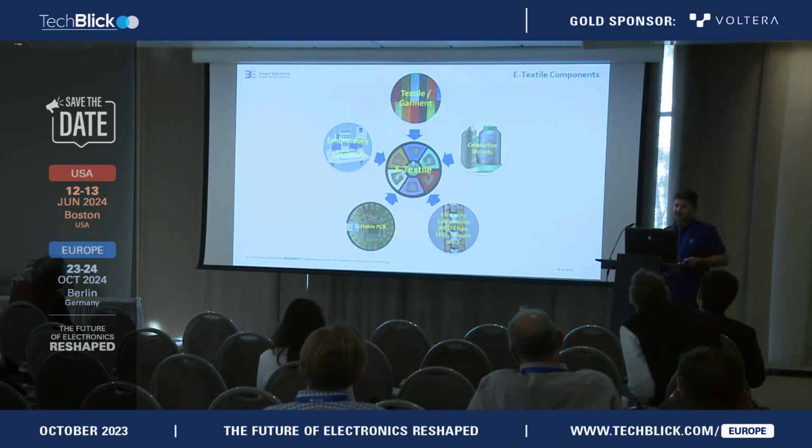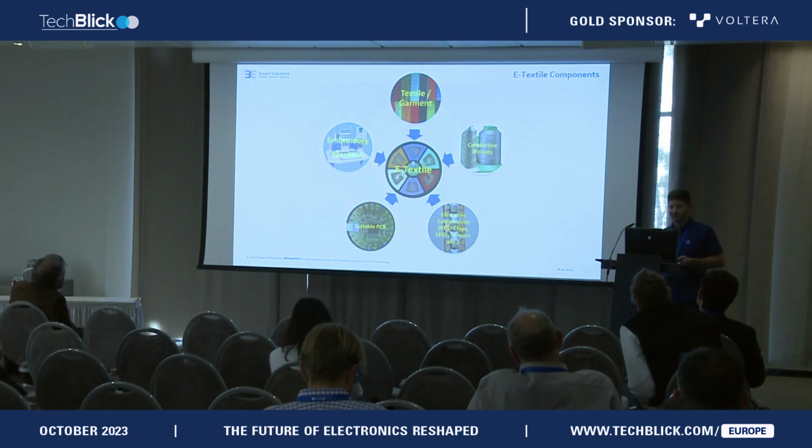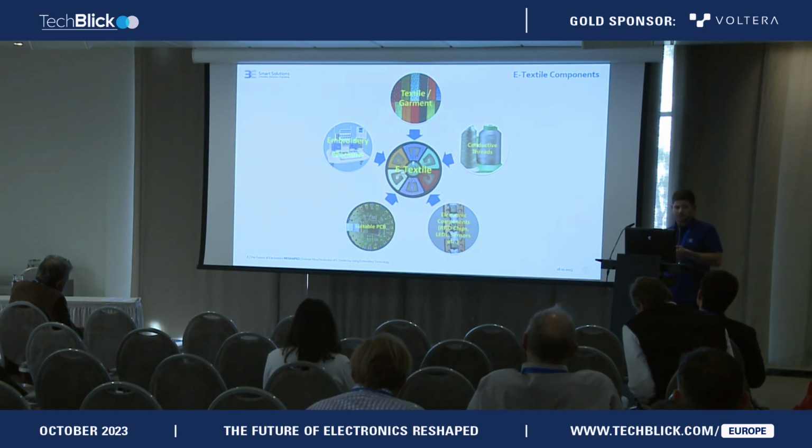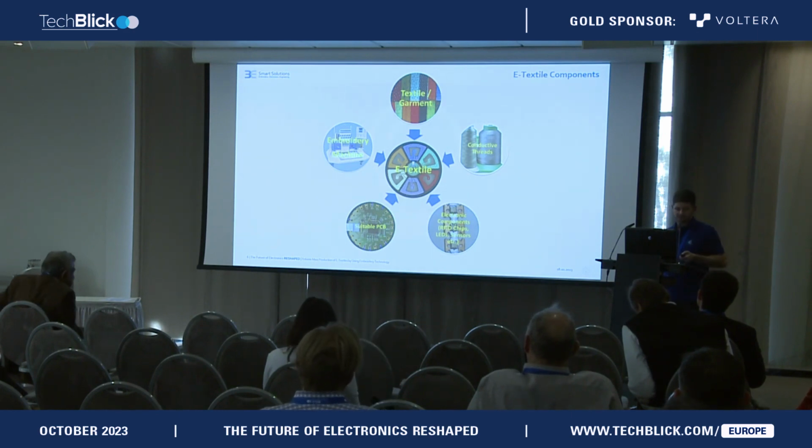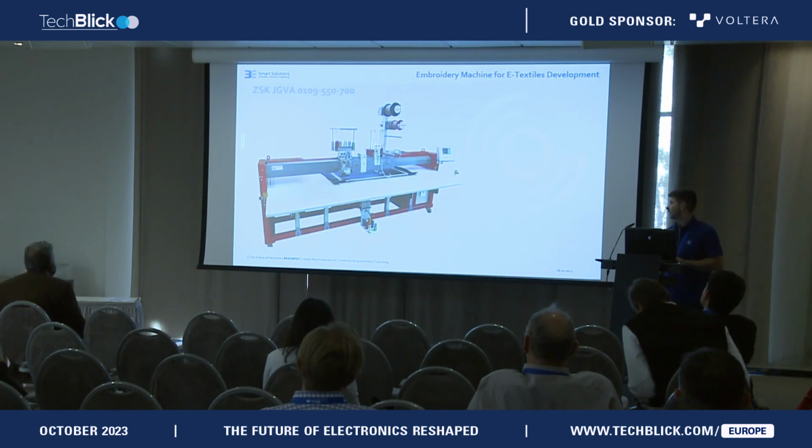So how do we create an e-textile with embroidery? We take the embroidery machine, of course, we need it, and we add the electronic components by means of conductive threads that we use for our conductive traces. So, of course, we attach these to a carrier material, mostly textile. And here I show you how a typical embroidery machine looks like.